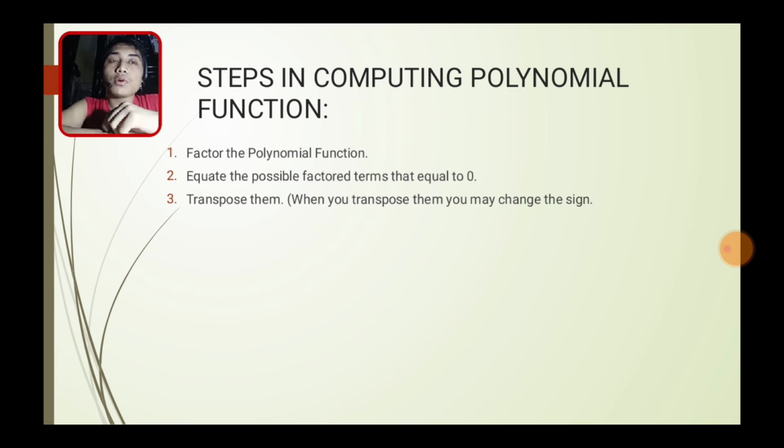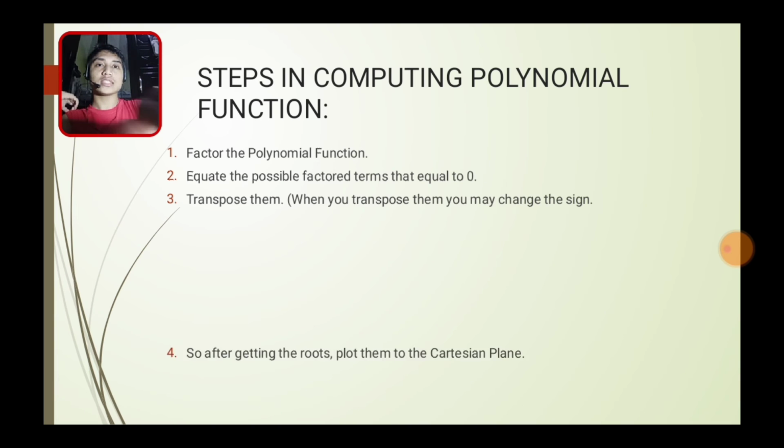Next, transpose them. When you transpose them, you change the sign. When you move a positive number to the other side, it becomes negative, and when it is negative, it becomes positive, and vice versa.